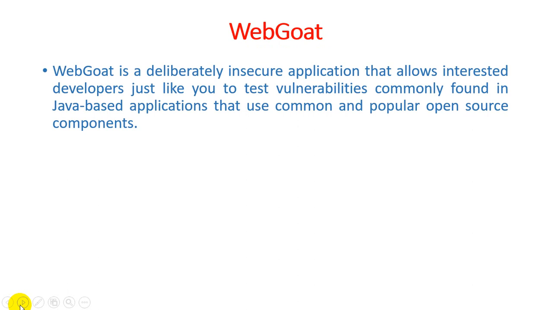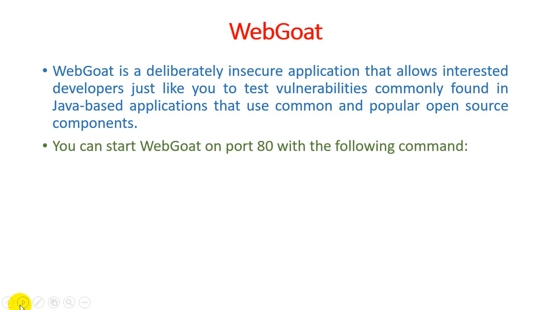Now we are discussing a second tool, which is WebGoat. WebGoat is a deliberately insecure application that allows interested developers just like you to test vulnerabilities commonly found in Java-based applications. It uses common and popular open source components because it works on Java-based applications. You can start WebGoat on port number 80, because all HTTP or HTTPS requests are performed on port number 80, with the following command.